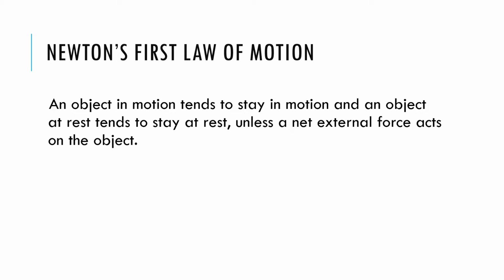And unless a net external force acts on the object. So something that's moving wants to keep moving. It wants to keep moving forever unless another force slows it down. This can be a little counterintuitive because there's friction on Earth. So we're used to something moving will eventually come to rest. But that's only because of the force of friction, or maybe air resistance or something like that. In space, if you throw something, it's going to go forever and continue to move with a constant velocity.